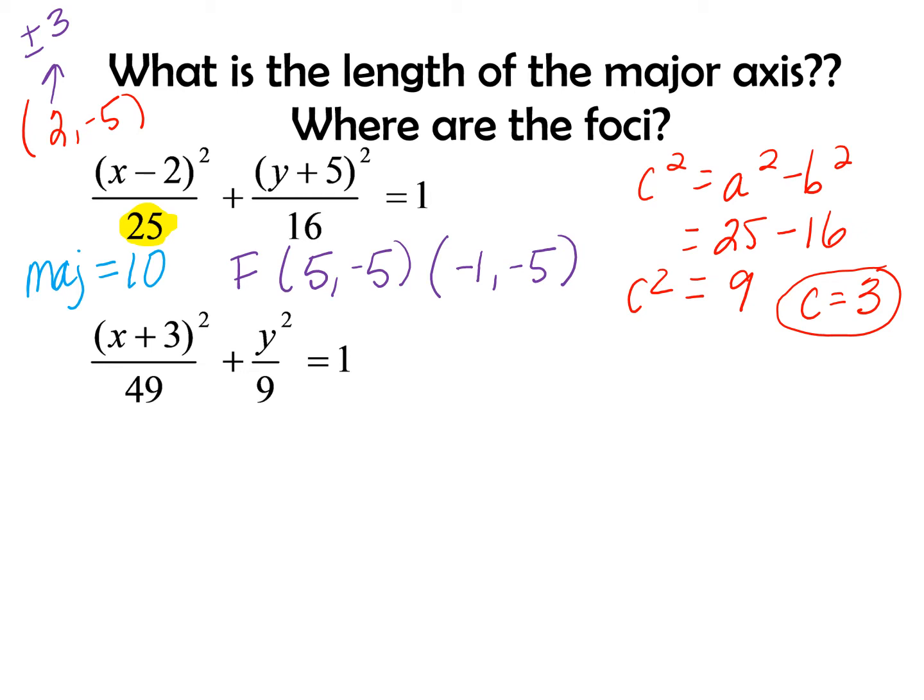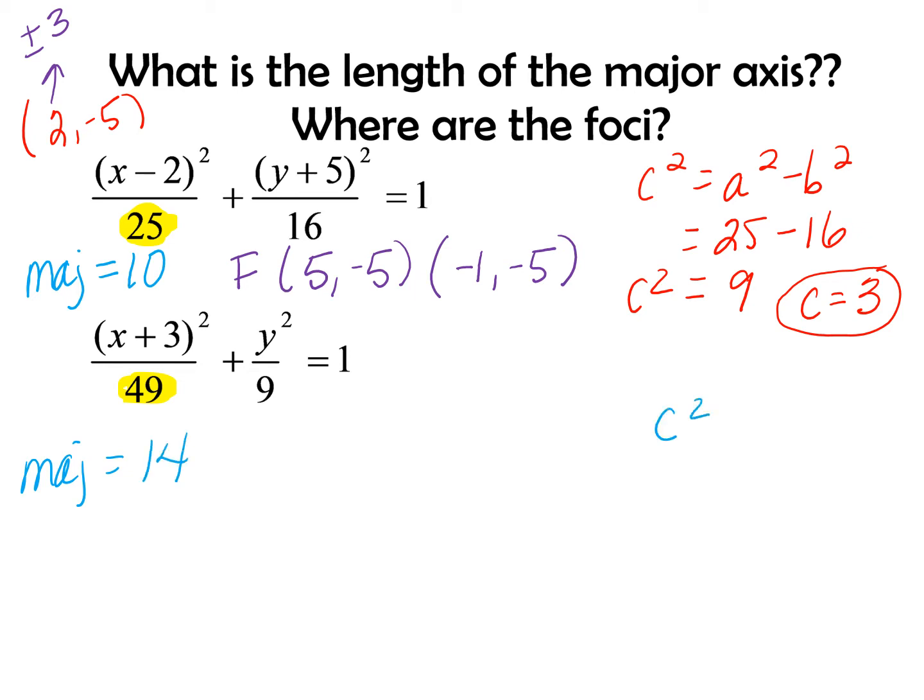Notice these are the exact same examples that we had earlier, just asking you different questions. So in the next example, it wants to know the length of that major axis. So we see the 49 is underneath the X. That means you're going to go 7 units left and 7 units right. So my major axis, 7 times 2 would be 14 units long.